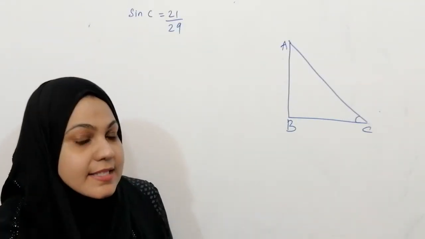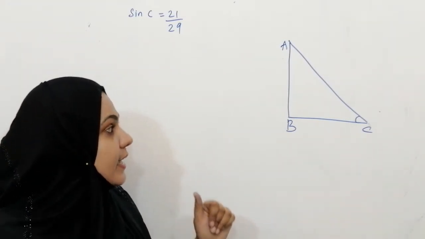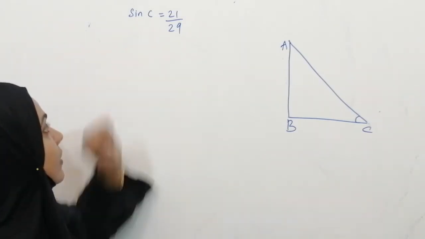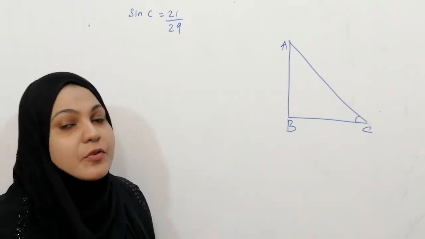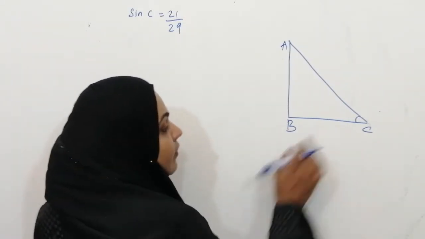And we have already discussed the trigonometric ratios using reference angle A. So now we can see the trigonometric ratios using the reference angle C. So here this is the question: sin C is equal to 21 by 29. So here we have to find the remaining trigonometric ratios. So you know that C is our reference angle.